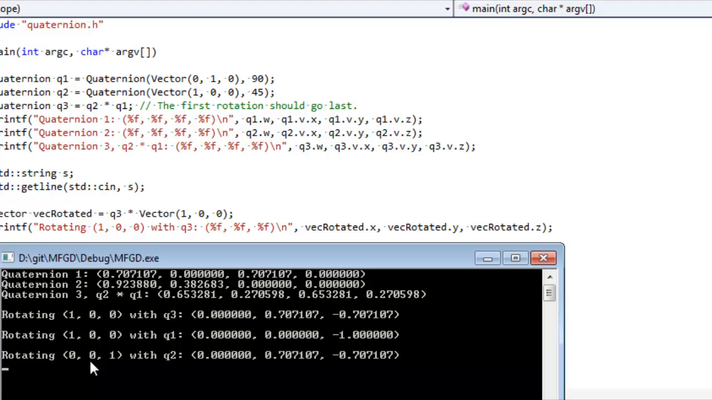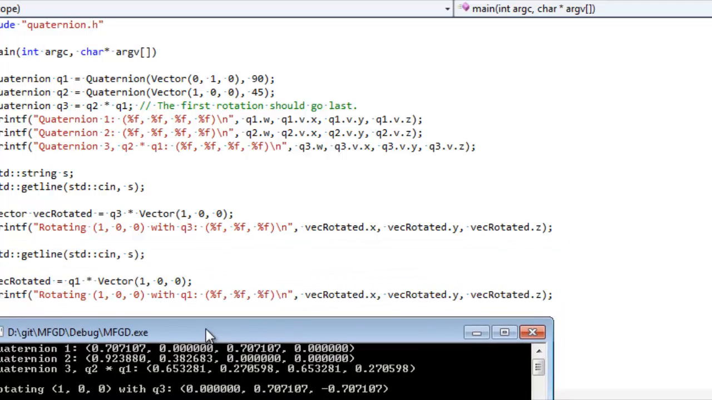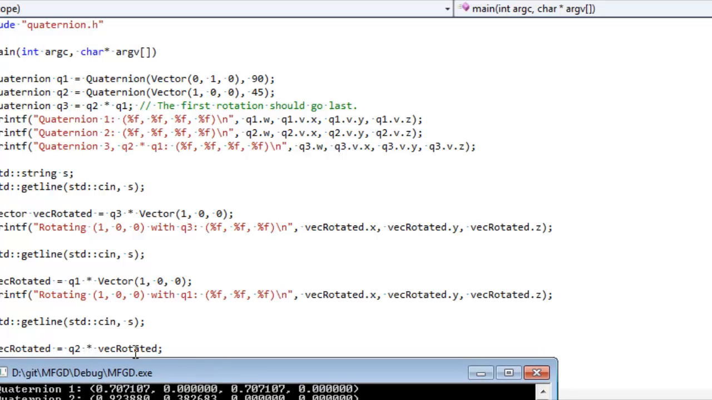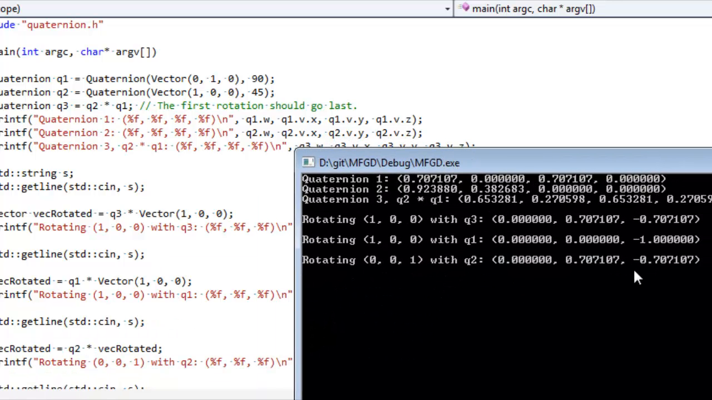And then we take that 0, 0, negative 1, and we rotate it with Q2. So here, we took the product of our rotation with Q1, and then we rotate it with Q2. Let's move this out here. And you can see that it gives us the same result as when we just rotated with Q3. And there you have it.